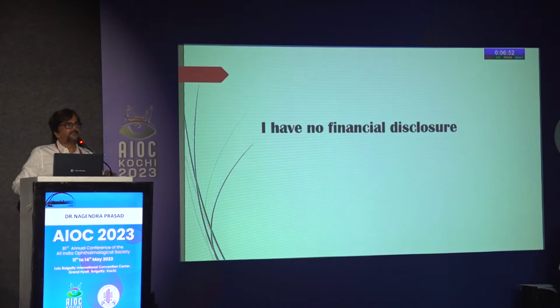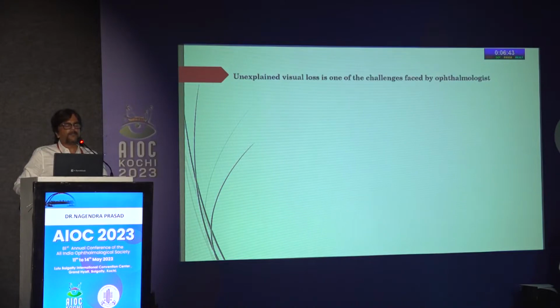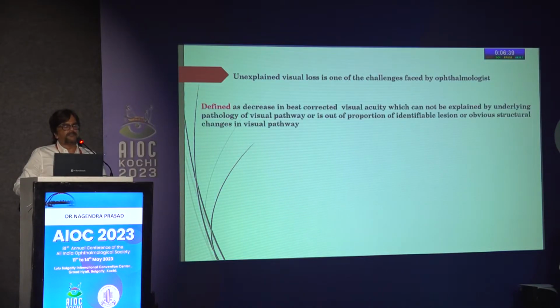So my topic is how to make history extracting to clue to the diagnosis. I have no financial disclosure. Unexplained visual loss is one of the challenges faced by the ophthalmologist, and it is defined as a decrease in the best corrected visual acuity which cannot be explained by underlying pathology of the visual pathway, or is out of proportion to any identifiable lesion or obvious structural changes in the visual pathway.